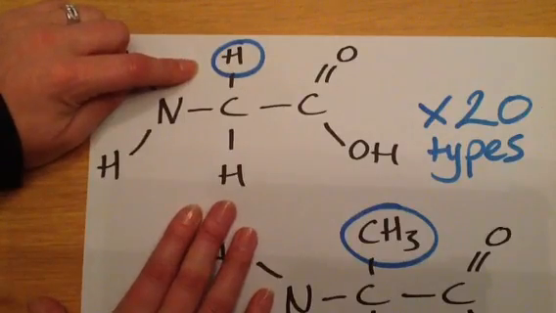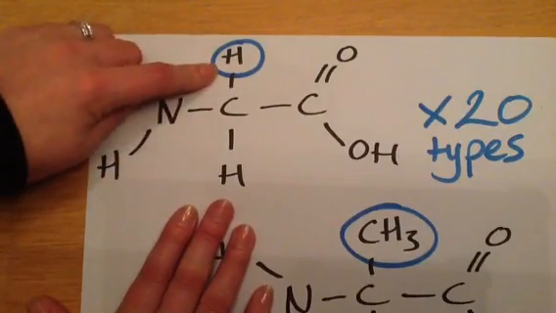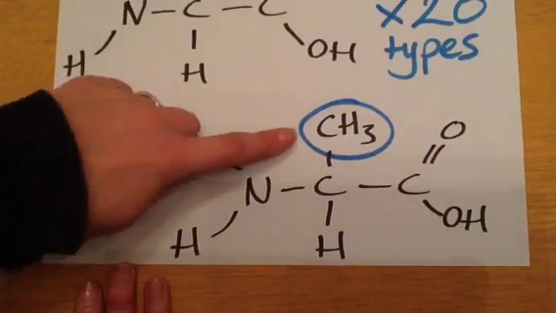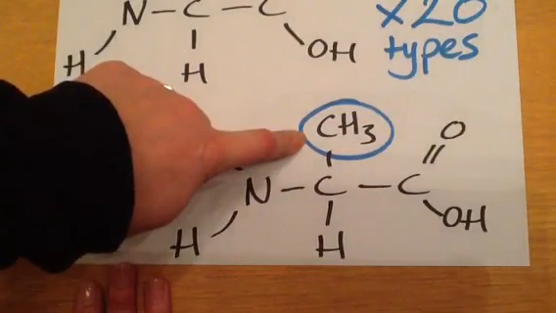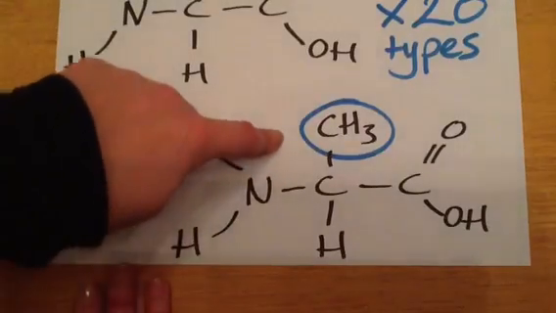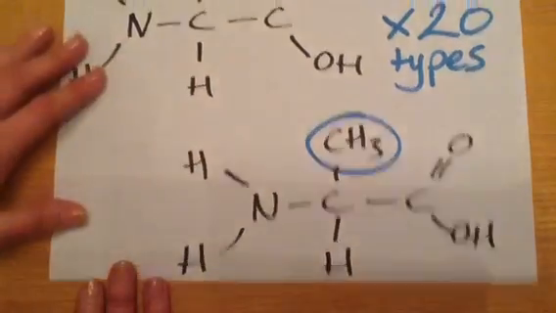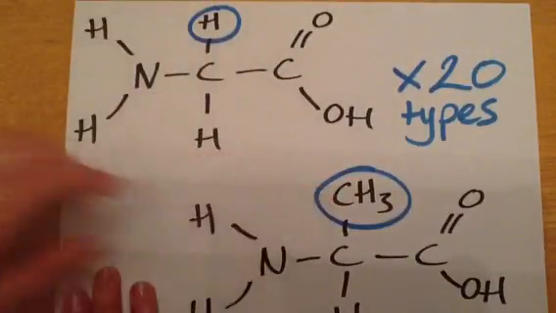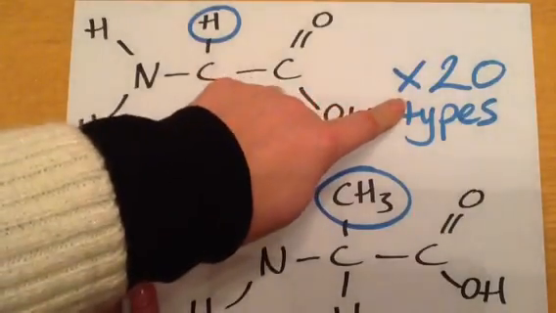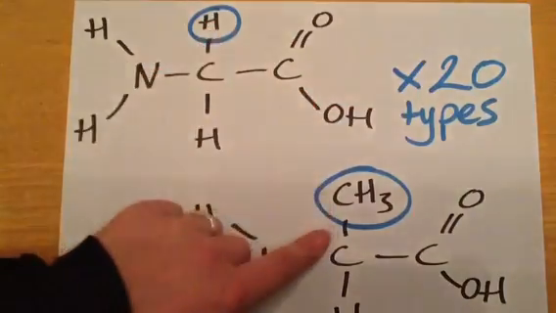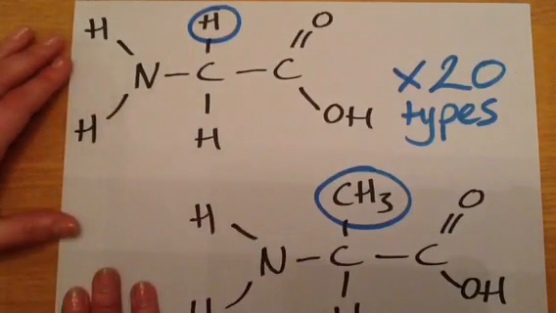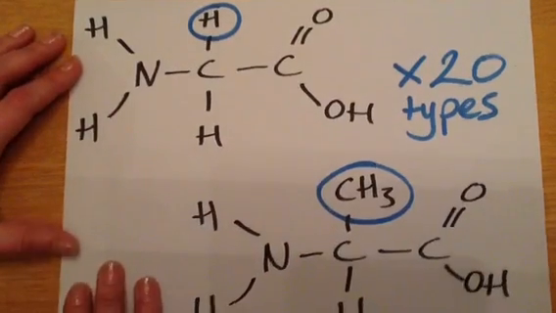This one's called glycine, where we have H up at the top here. And down here, we've got the group CH3. So this is a different amino acid again. This is one called alanine. Now, it's just the R group that's changed in these two amino acids. And there are 20 different types of R groups that could possibly be bound to this central carbon, which gives us 20 different types of amino acids.